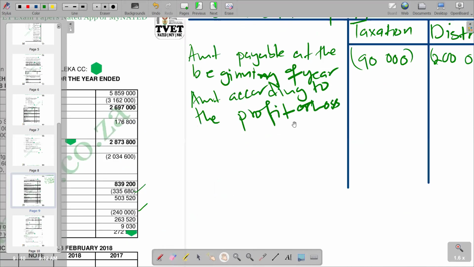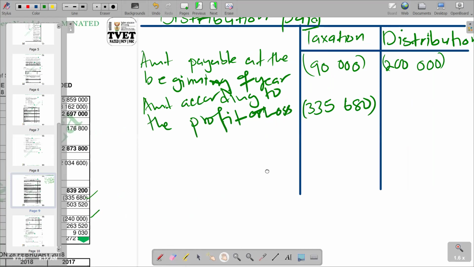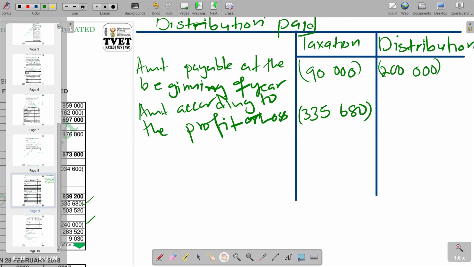So we are here now, we are now saying amount according to profit and loss, we put them here. So we are saying for taxation, the figure that we have for taxation is 335,680. And we are going to show them as negatives again. And then for distribution, remember the figure that we got there was 240.